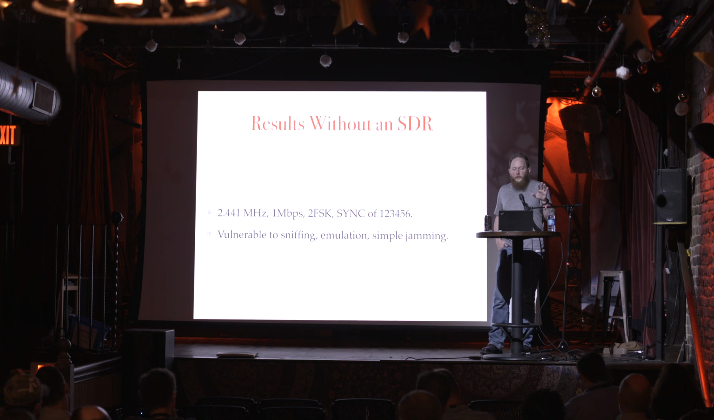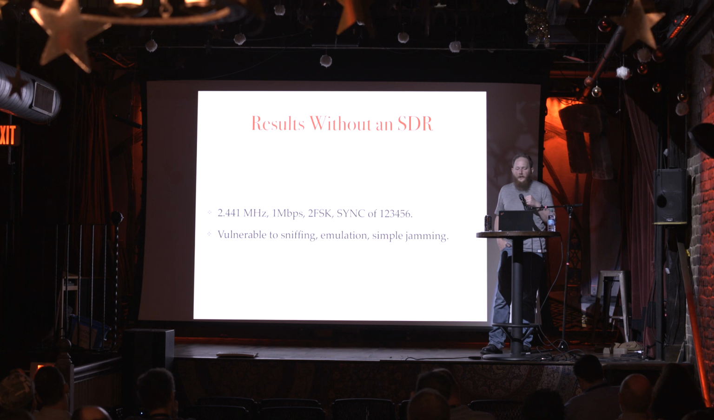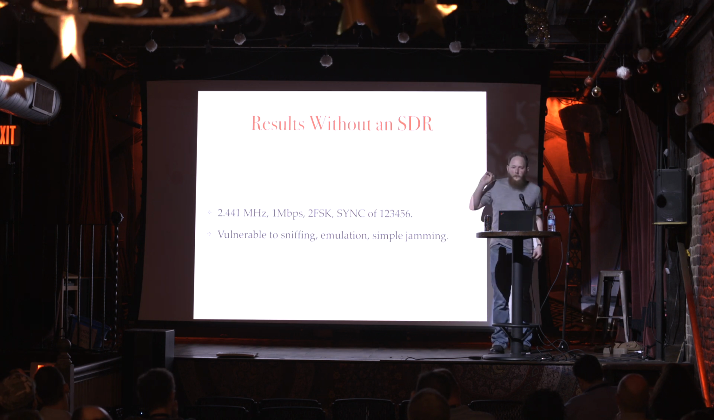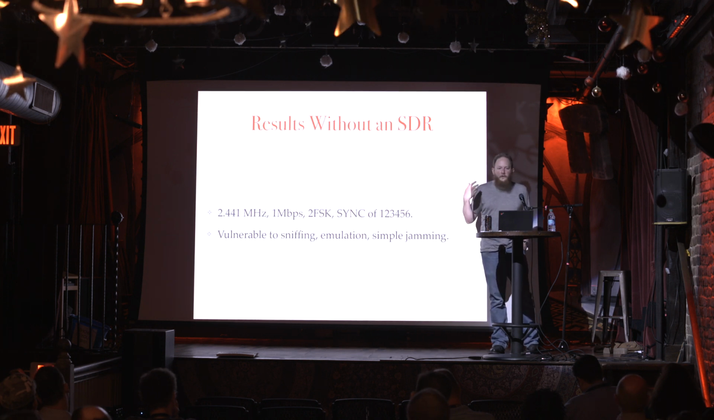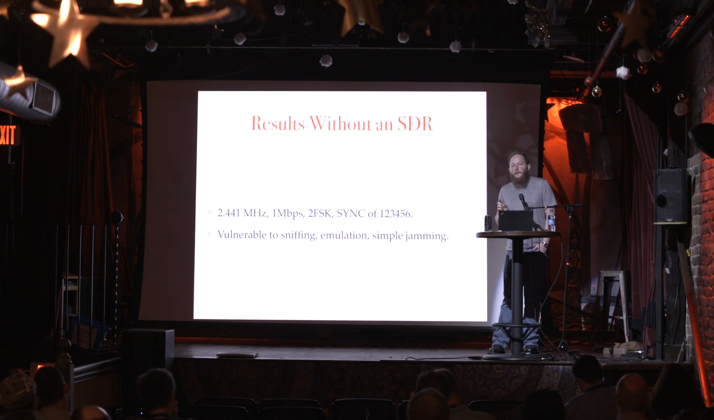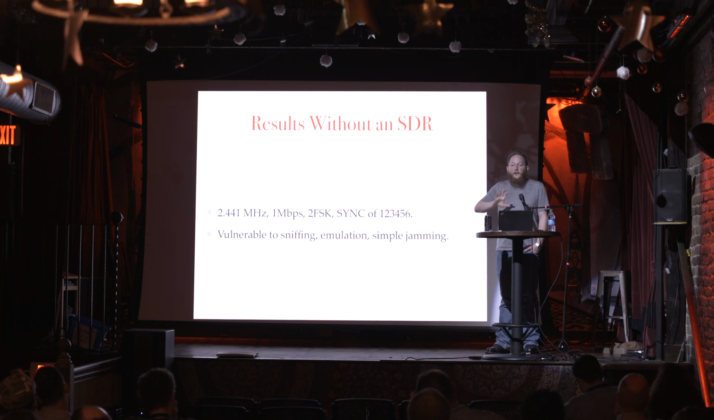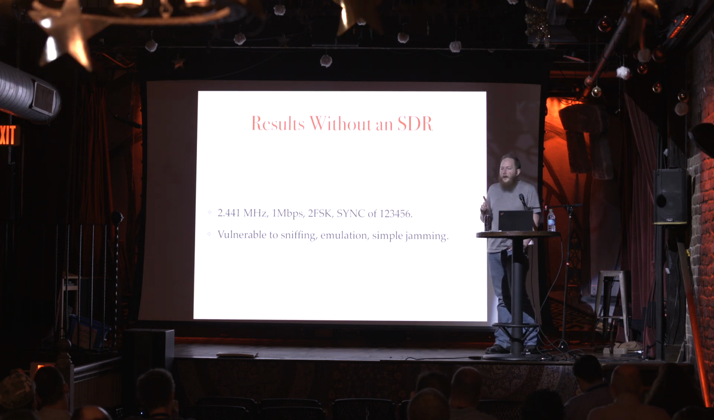We know that the radio runs at 2.441 megahertz, I should say gigahertz, that it runs at 1 megabit per second in 2FSK, and the trickiest part to this, the thing that kept me from being able to sniff these packets without even opening the device, was that the Nordic RF devices have an unknown start frame delimiter that marks the beginning of the packets. So without knowing that, at the time I wasn't able to sniff promiscuously. I later figured that out, but did not know this at the time.